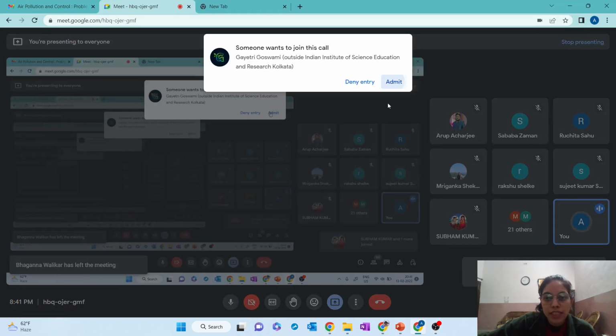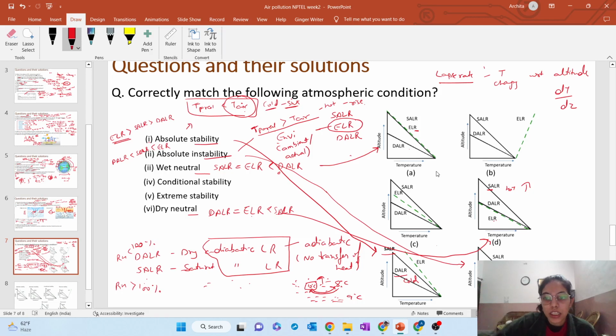So if the parcel is wet, then it will rise. If the parcel is dry, it will not move. Similarly, in wet neutral, if the parcel is saturated, it will not change. If the parcel is dry, it will sink because this side is on the colder side of the ELR. Okay. Now, conditional stability and extreme stability.